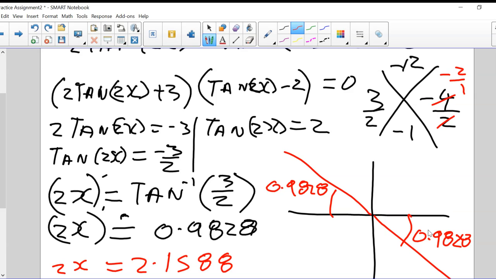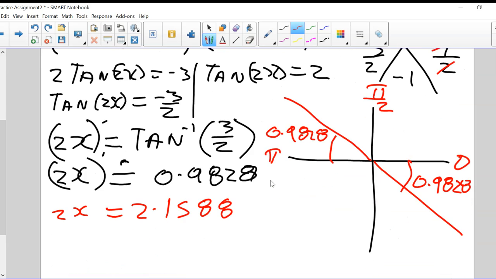Would it be pi plus 0.9828? Well, no. Let me see if I can walk you through this. This is 0 right here. This is pi over 2 up here. This is pi over here. Down here is 3 pi over 2. And up here is either 0 or it can be 2 pi.